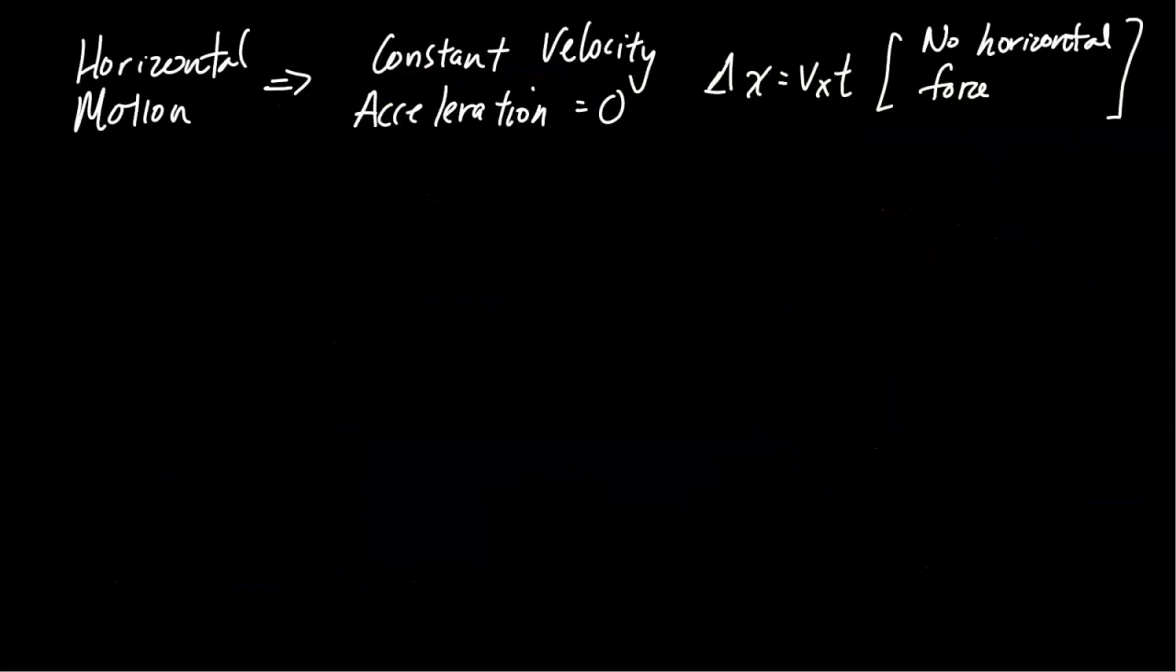So here's our first conclusion regarding projectile motion. For horizontal motion, the object moves at constant velocity and the acceleration is 0, so we can use our constant velocity equation, delta x equals vx times t. The reason that horizontally the object is moving at a constant velocity is that there are no horizontal forces. So the object is moving left to right at constant velocity, and we can use our constant velocity equation to solve a projectile motion for its horizontal motion.